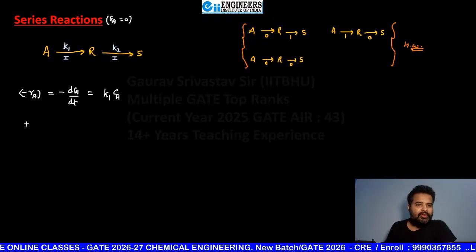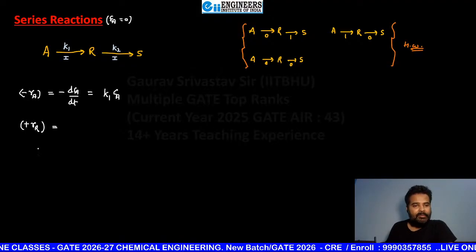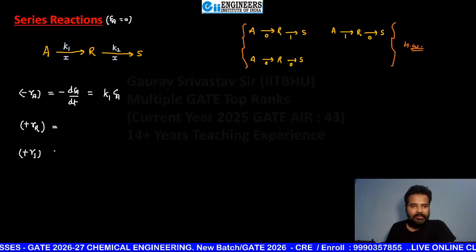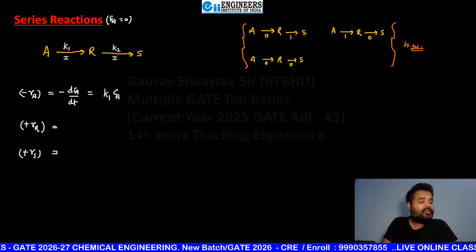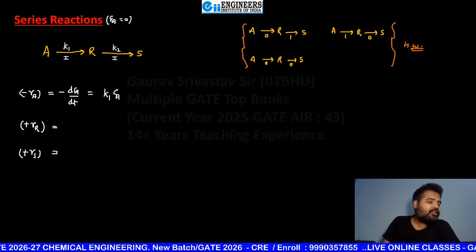Now the next one: the rate of formation of R, how can it be written, and then the rate of formation of S, how can it be written. So please write it and write done in the comment section one more time, beta. Just write done in the comment section.